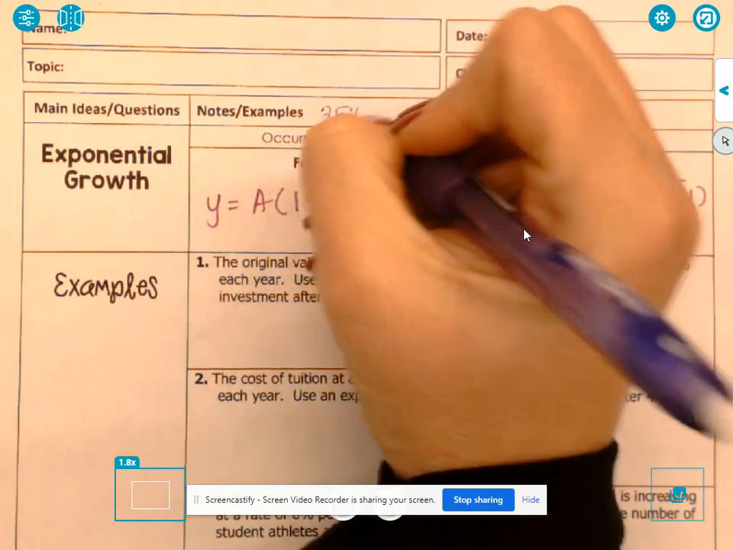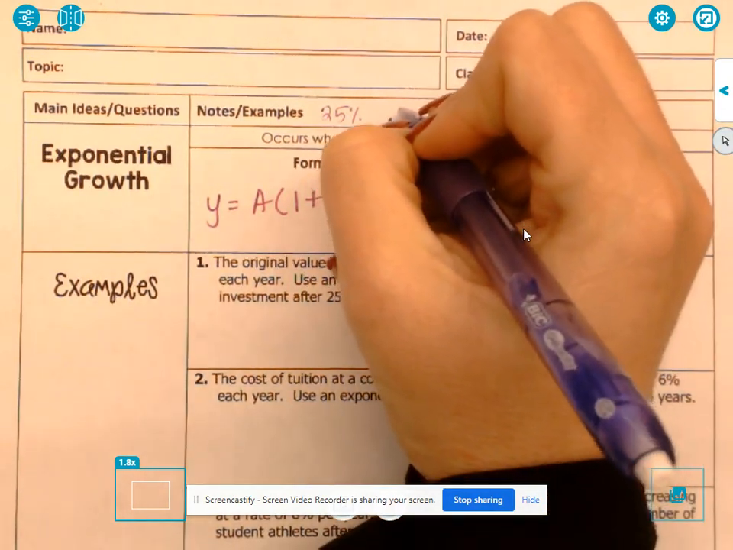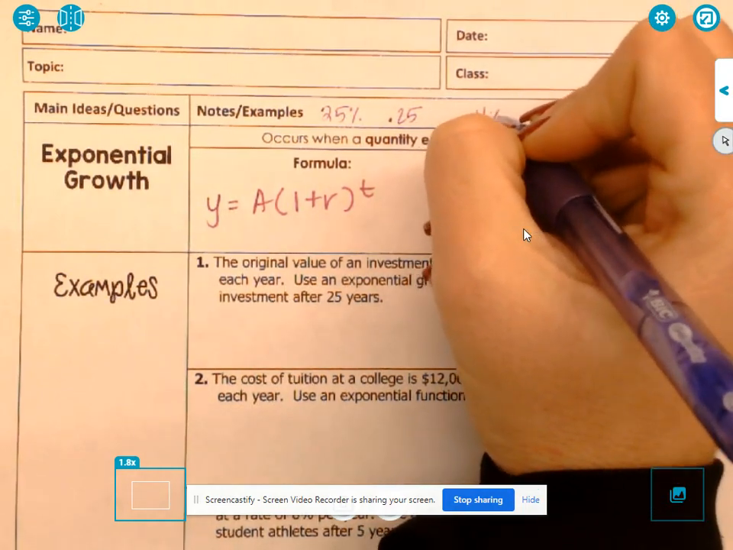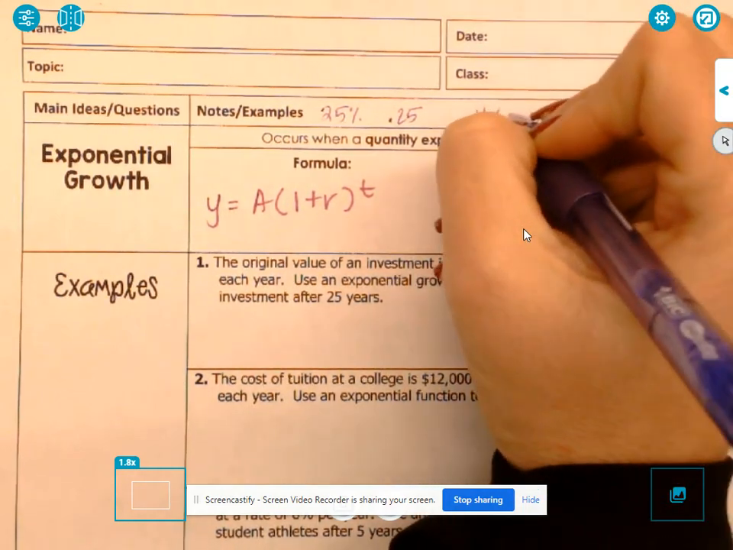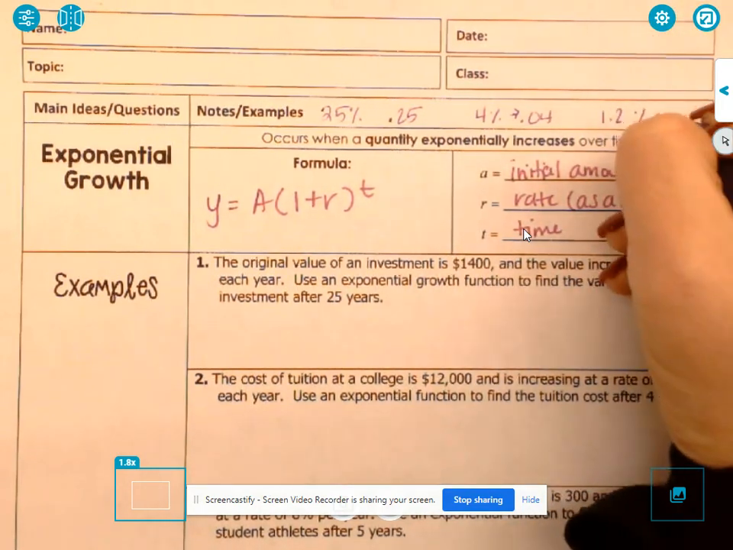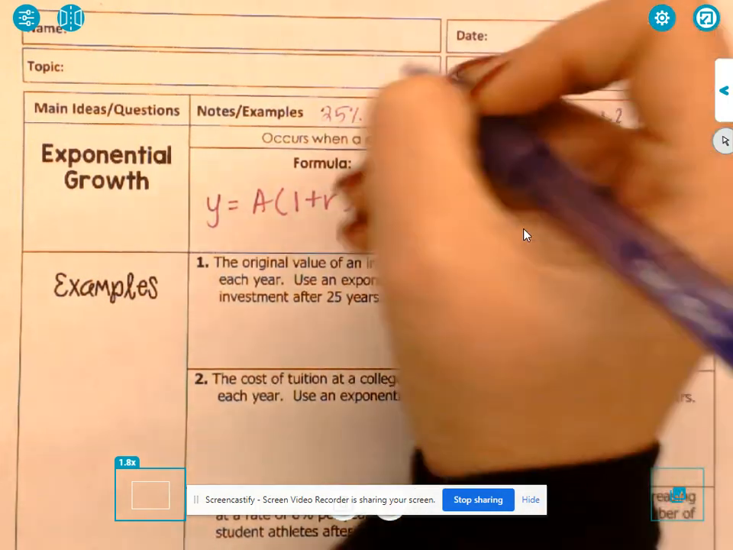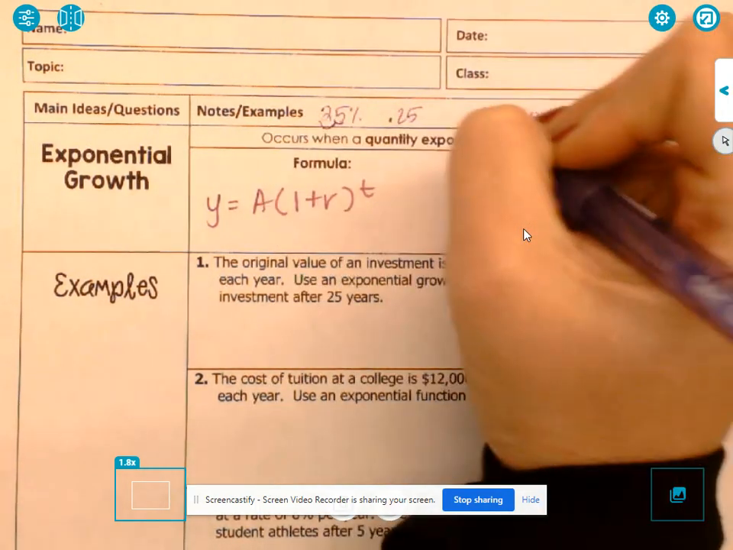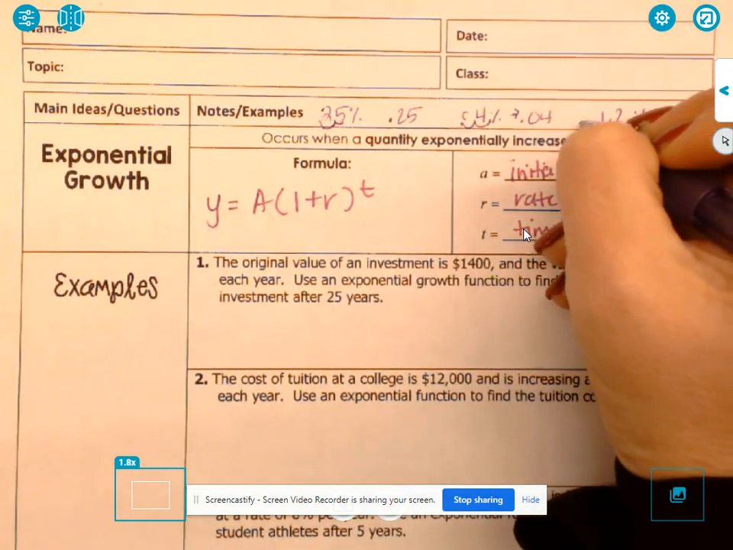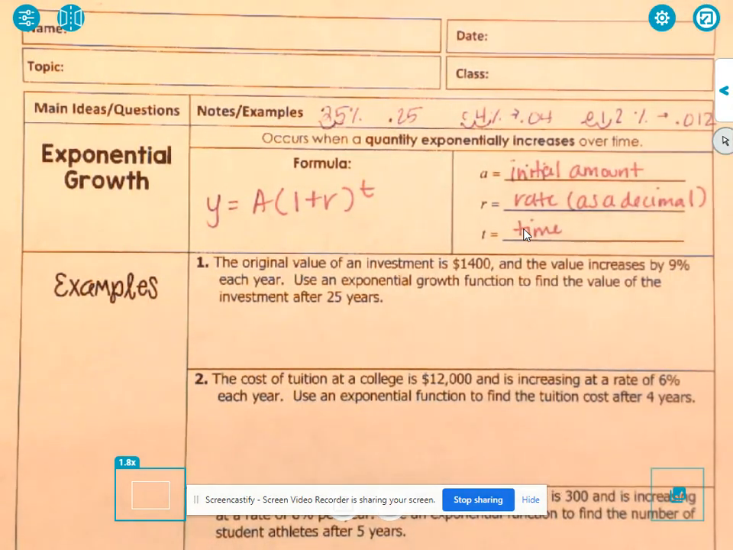But real quick about rate. For instance, if it is a 25% rate, we're going to write that as 0.25. If it is a 4% rate, we're going to write that as 0.04. If it is a 1.2% rate, we're going to write that as 0.012. So you will always move 2 places to the left. That's where that 0 came in, and that's where that 0 came in. So it's always 2 places to the left whenever we write our rate out.